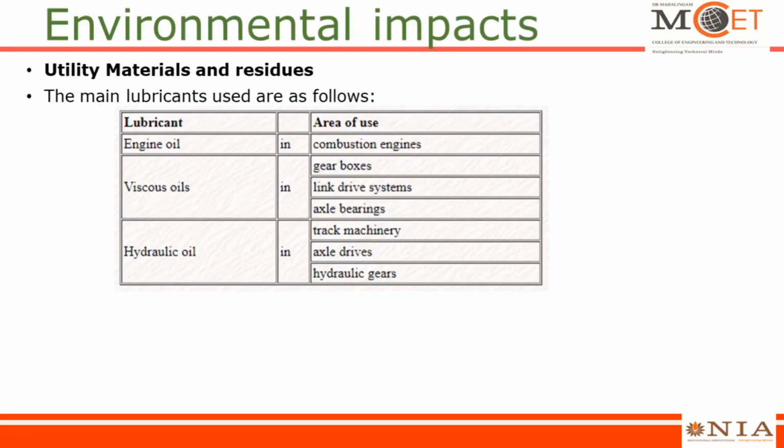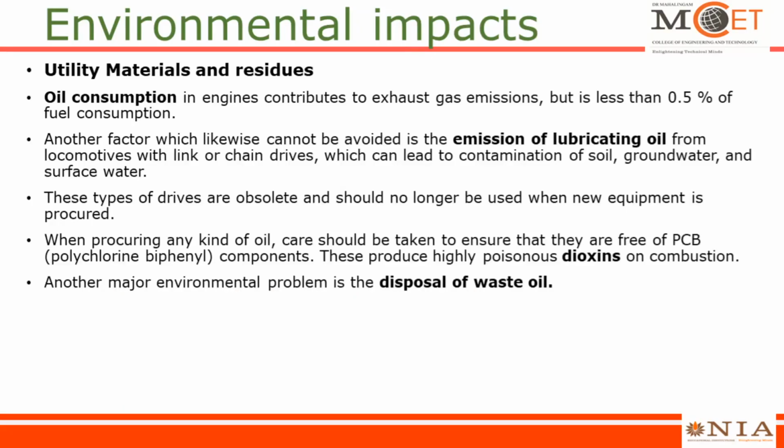The major lubricants being used are: engine oil in combustion engines, viscous oil in gearboxes, drive systems and axle bearings, and hydraulic oil in track machinery, axle drives, and hydraulic gears. Oil consumption in engines contributes to exhaust gas emissions but is less than 0.5% of the fuel consumption. Another factor which likewise cannot be avoided is the emission of lubricating oil from locomotives with link or chain drives, which can lead to contamination of soil, groundwater, and surface water.